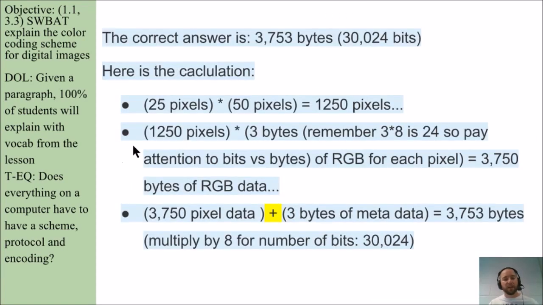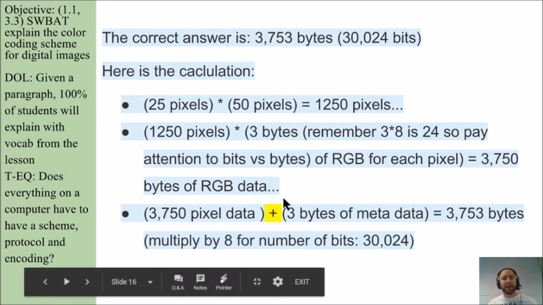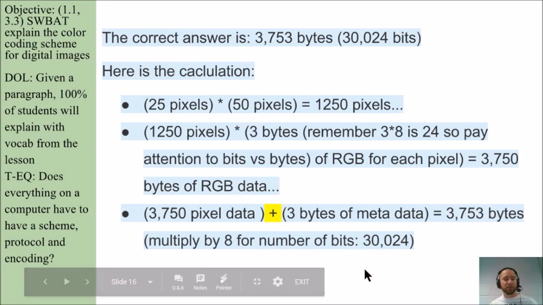So 25 times 50 gives us 1250. 1250 times 3. Remember, 3 times 8 is 24, so pay attention to bits versus bytes. RGB for each pixel is 3750 bytes of RGB data, so that's just the RGB data only. And then we add 3 bytes of metadata, so multiply by 8 for a number of bits of 30,024. So there's the bytes, there's the bits, don't confuse the two.